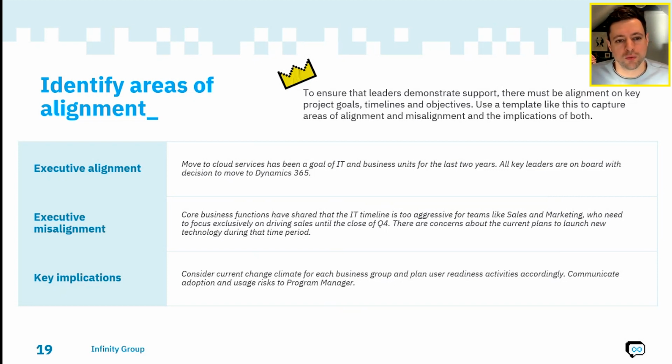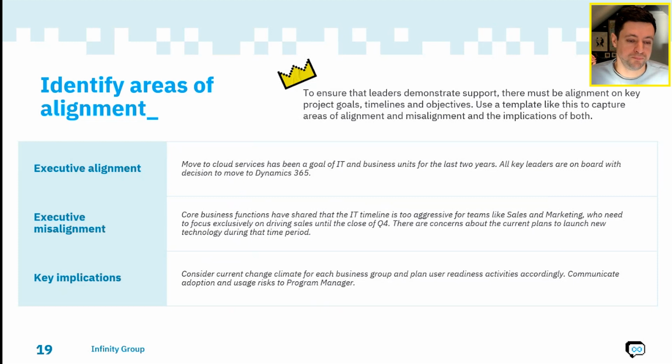Okay, now this is another important one. It's really important to get leadership involved in the project from the start, and they need to outwardly, openly and actively demonstrate their support and their alignment on the goals of the project, the timelines of the project, and the outcomes and objectives that we're trying to achieve. So again, we've got a template here that you can use to capture those areas of alignment, and also where there's misalignment as well, because those are things that we need to address up front and mitigate.